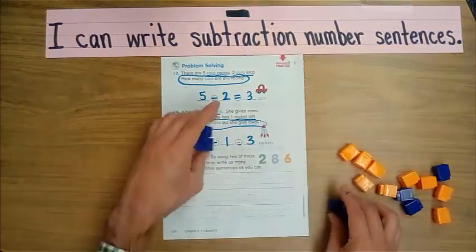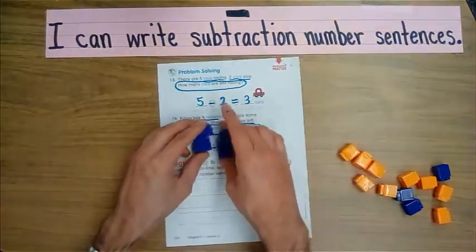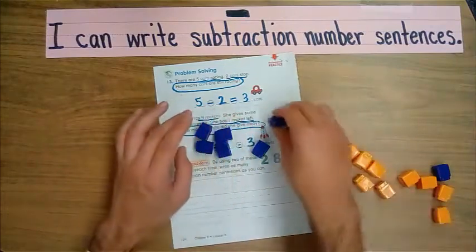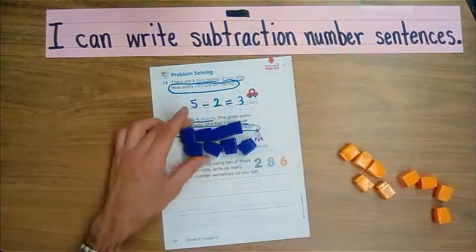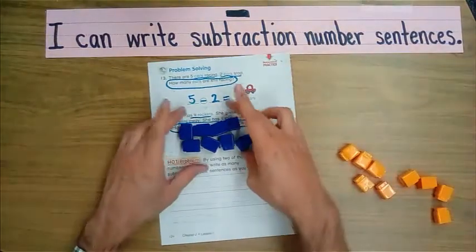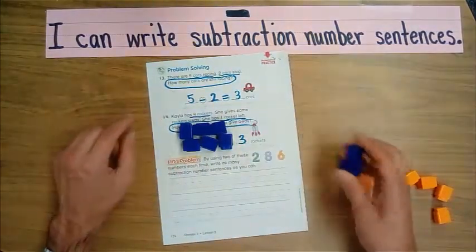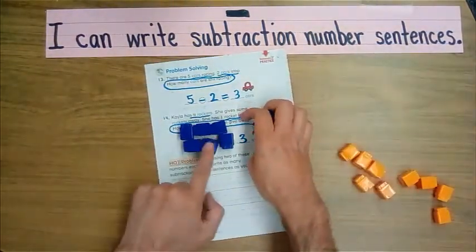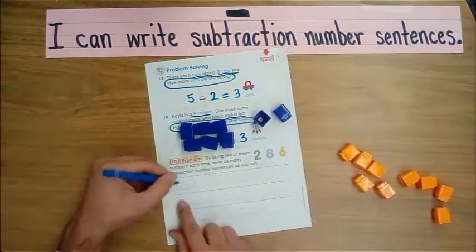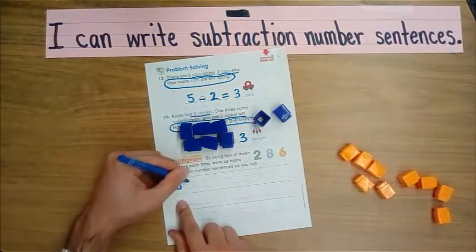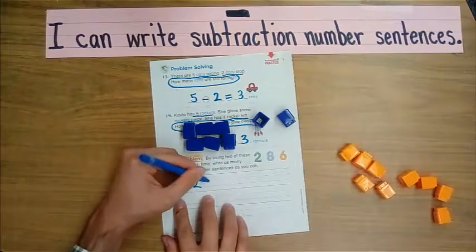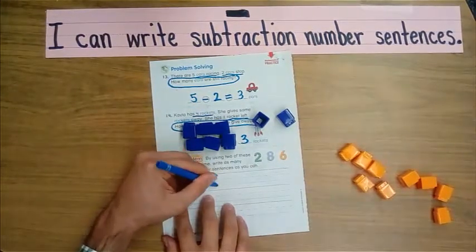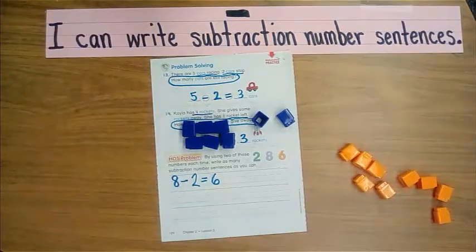How about 8? Okay, so I'm going to try 8. I have 4, 5, 6, 7. Okay, so I have 8. Can I take away 2? Let's see. 8 take away 2. Oh yeah, I could do that. 8 take away 2 is 6. So I'm going to write that. 8 take away or minus 2 equals 6. Okay, so that's one way.